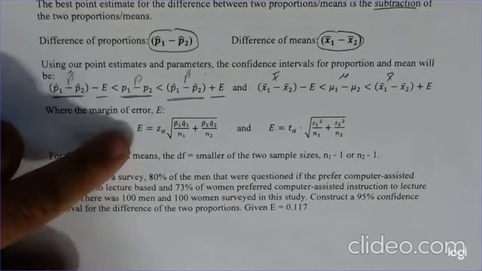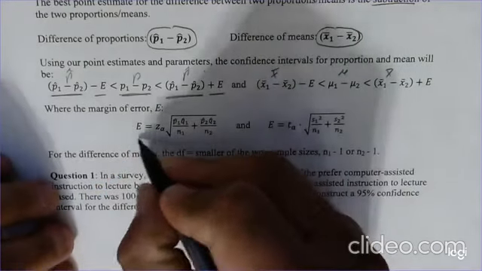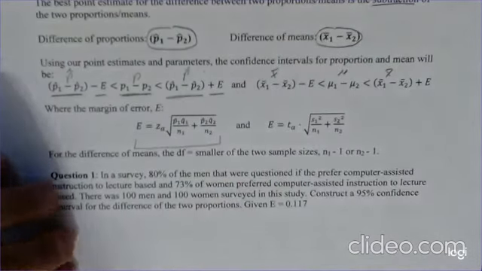And notice finding the margin of error for proportion looks pretty ugly, right?